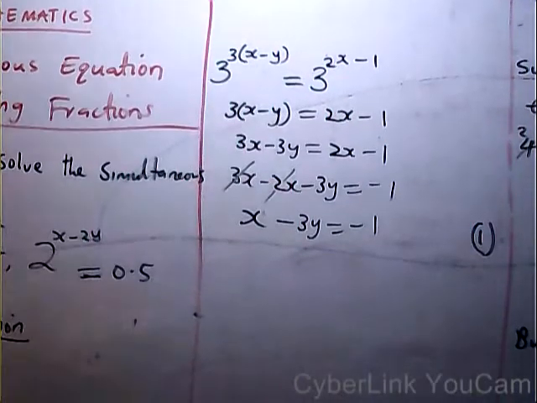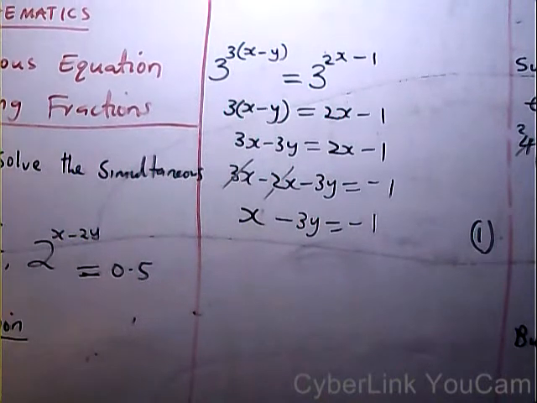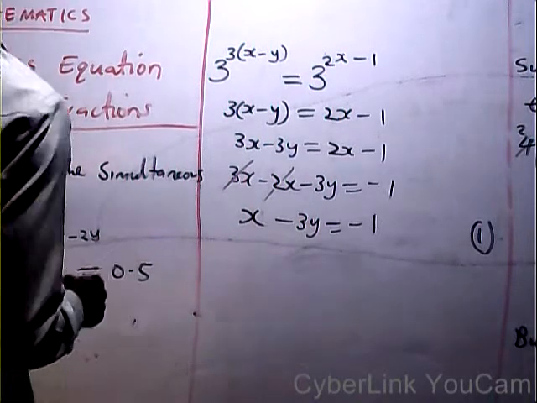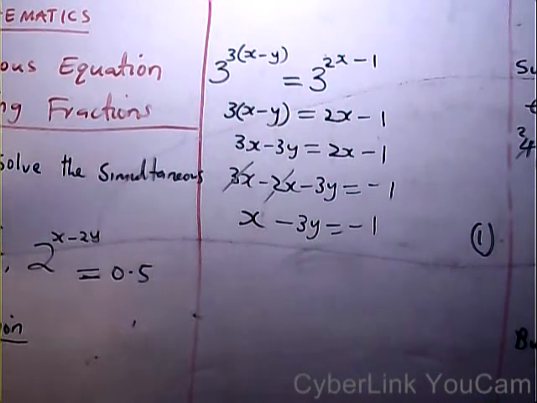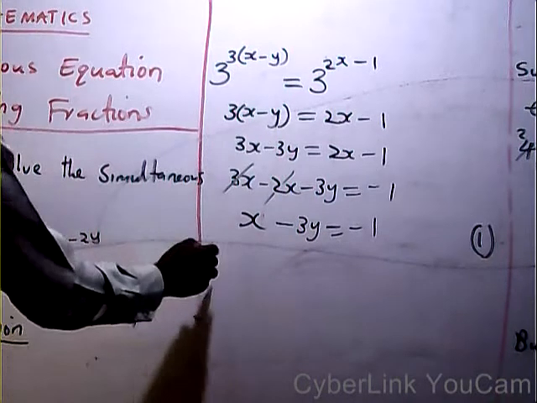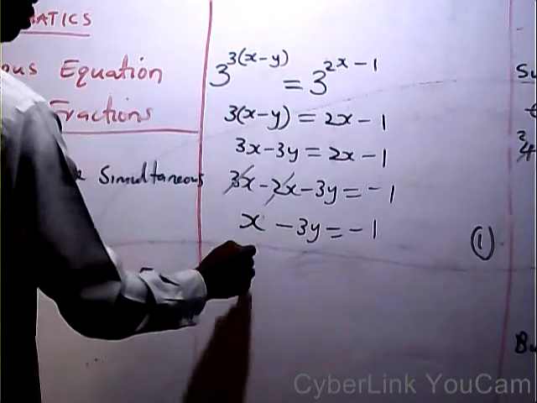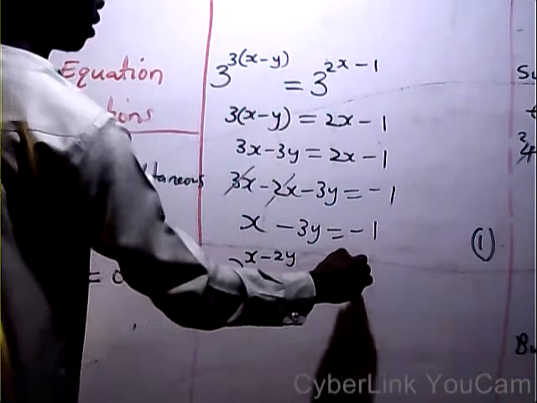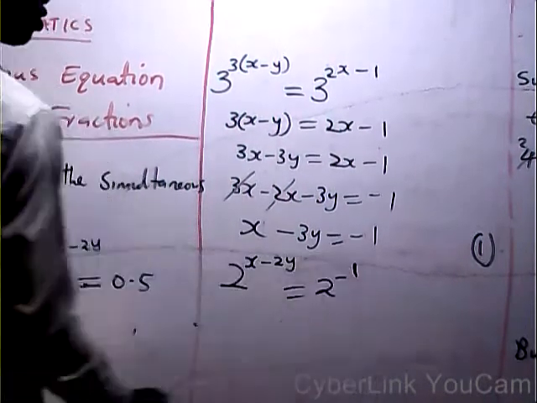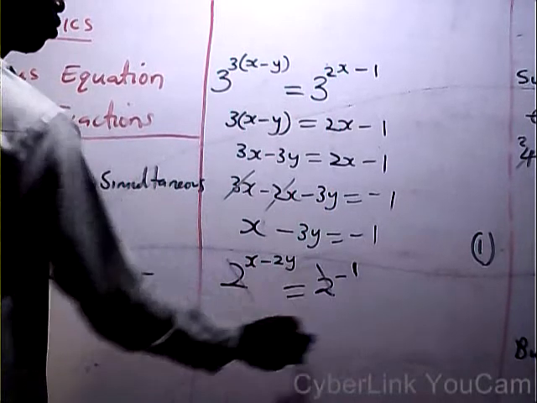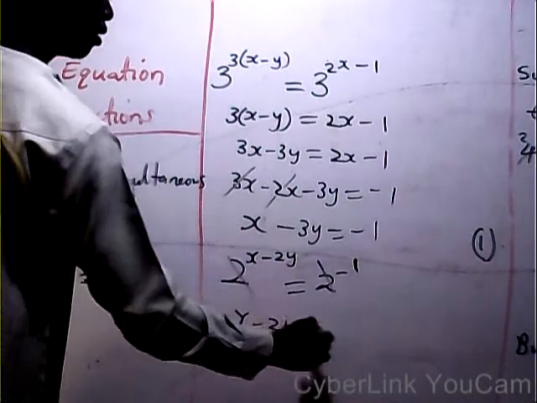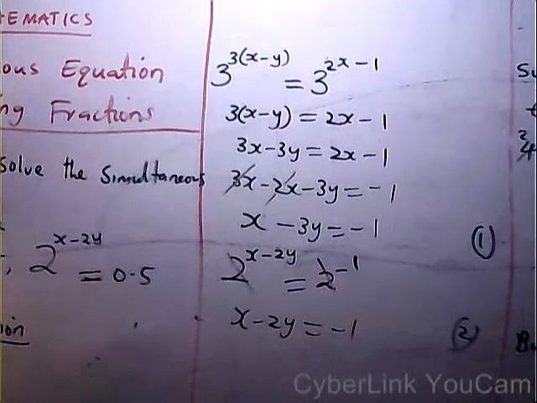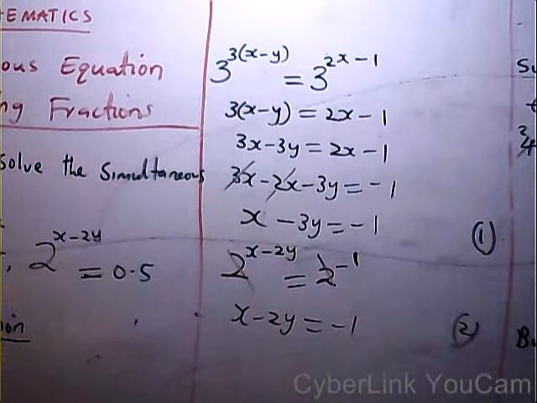Similarly, from the second one, of course 0.5 is 1 over 2, and that is 2 raised to power minus 1. And that means I can say that 2 raised to power x minus 2y is equal to 2 raised to power minus 1, because 0.5 is 2 raised to power minus 1. And this can go, so that I have x minus 2y is equal to minus 1. Equation 2. So I can now solve equation 1 and 2 simultaneously.